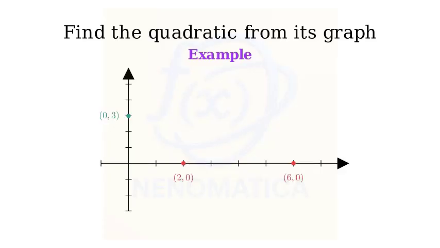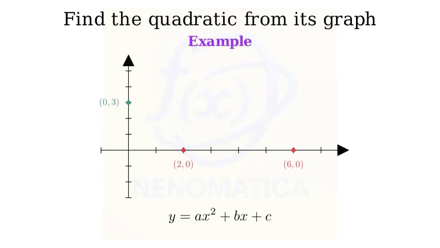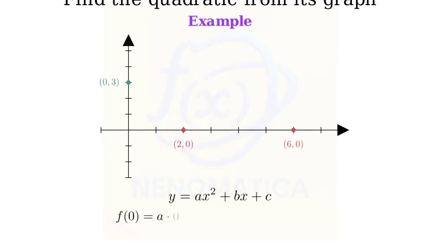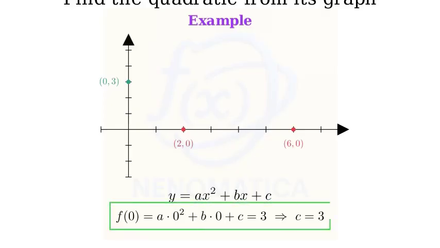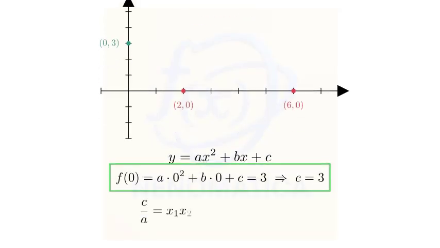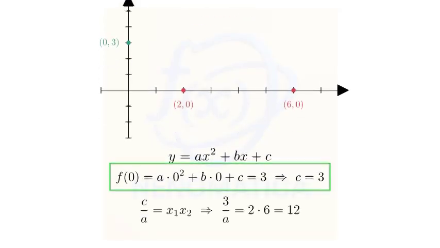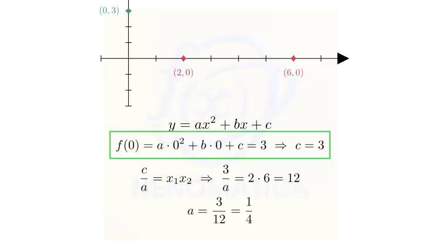Step 1. Write the general quadratic form. y equals ax squared plus bx plus c. Step 2. Use the y-intercept. Because f of 0 equals 3, we immediately get c equals 3. Step 3. Use the roots 2 and 6 with the relationships between coefficients and roots, also called Vieta. c over a equals x1 times x2. So 3 over a equals 12, hence a equals 1/4.